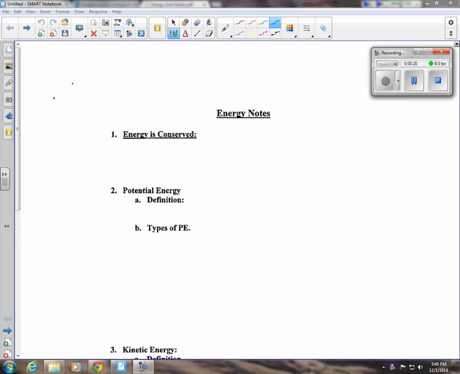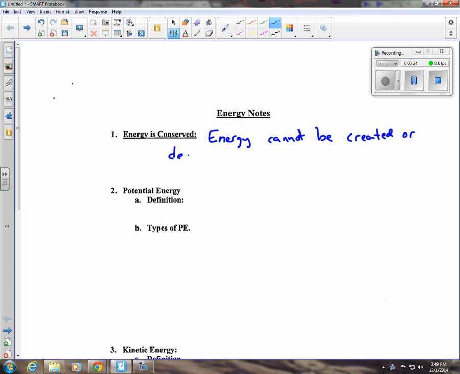So we're going to start out by talking about energy is conserved. In chemistry, they may have said something like energy cannot be created or destroyed. So what that's going to mean in terms of how we're going to solve problems is that the total energy at one point is going to equal the total energy at another point. However, energy can change forms.